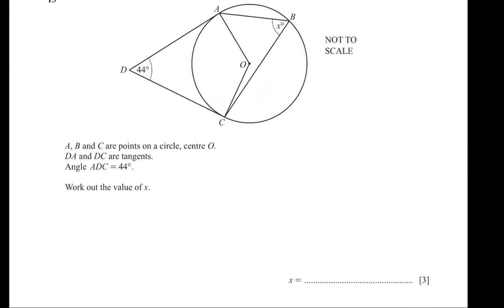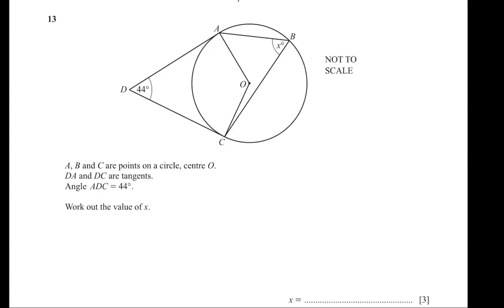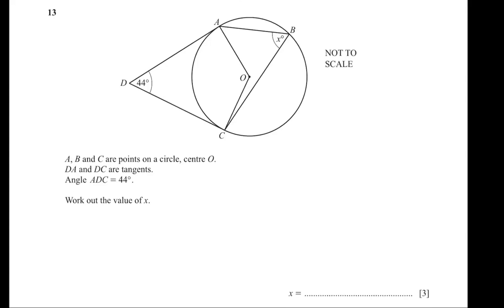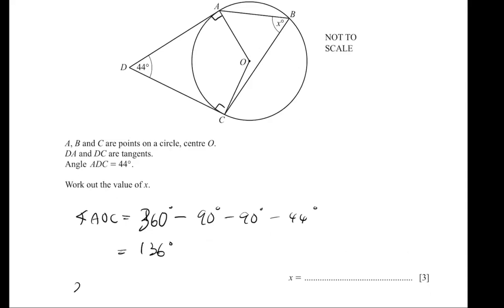A, B, C are points on a circle, center O. DA and DC are tangents. Angle ADC is 44 degrees. Work out the value of x. Let's see what we can do here. This is a kite, those are tangents, so this is 90 degrees, this is 90 degrees. Angle AOC is equal to 360 minus 90 minus 90 minus 44, which is 180 minus 44, 136 degrees. So AOC is 136 degrees, x is equal to 136 divided by 2, 68 degrees.